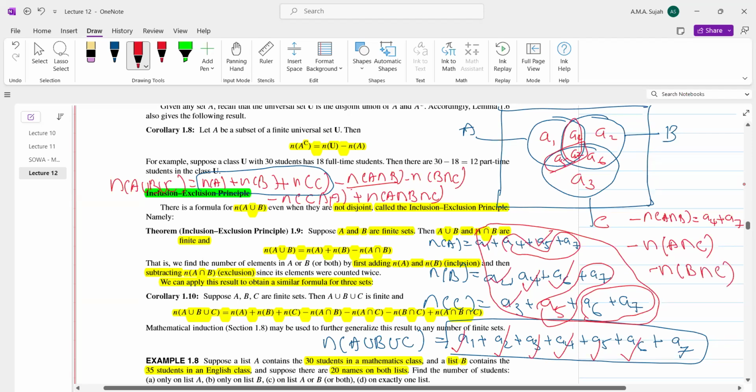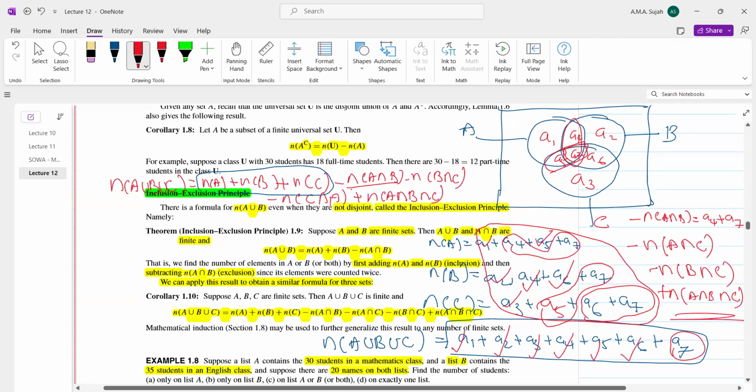Now, what is the problem here? I have all the six parts, right? But I need only A7, right? But I have only three A7s. I subtract all three A7 portions. Now, that's why I need to add again one portion of A7, right? So A7 means that is A intersection B intersection C.